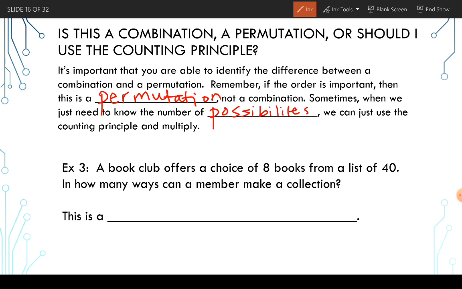Example 3. A book club offers a choice of 8 books from a list of 40. How many ways can a member make a collection? Okay. We want to know how many ways can a member make a collection. Well, I know that I have 8 books from a list of 40. I want to know the number of combinations that I can make. So this would be a combination problem.